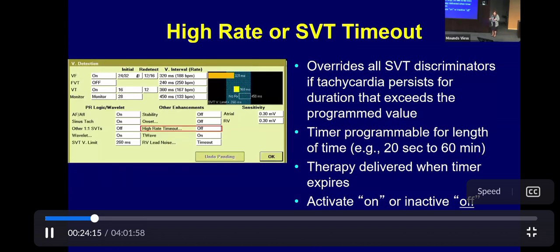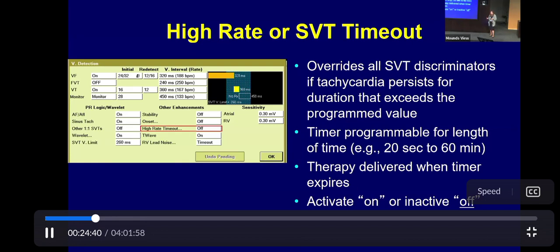What I'd actually never, years ago, we used to use this because we didn't trust the devices so much, but there's something called timeout. It's called different things in different device companies, but it means that after a certain amount of time, the device is going through this discrimination to decide is it SVT or VT. And then you're saying after 60 seconds, no matter what the device thinks, just give therapy if they're still in that rhythm. You really don't need to do that.